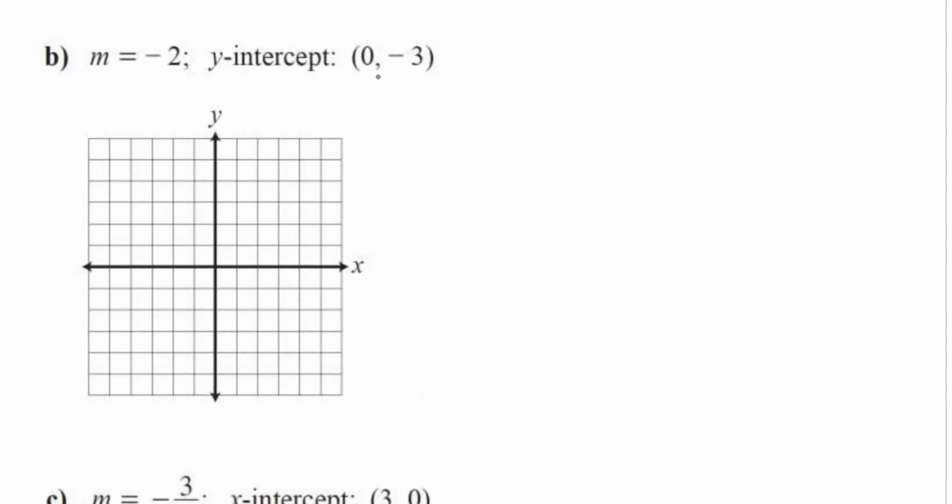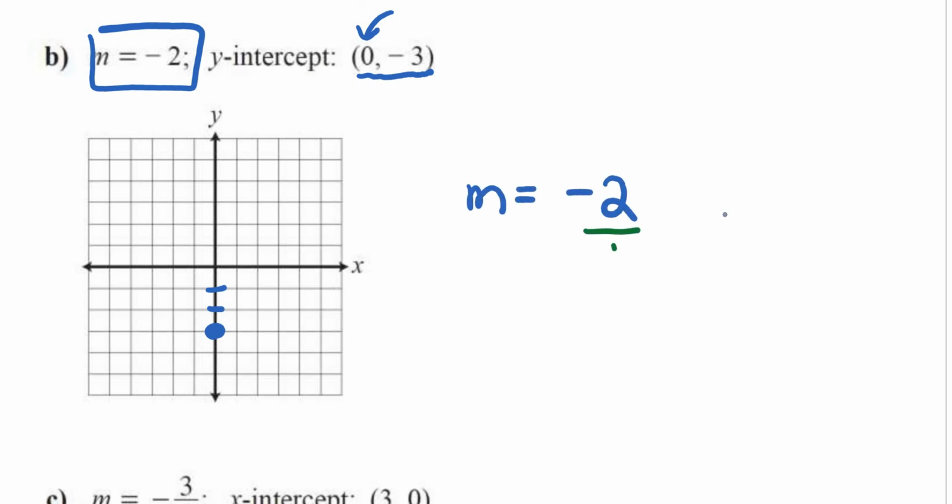Now letter B. We're saying that the y-intercept is 0, negative 3. Remember, for a y-intercept, your x value is always 0. So for negative 3, we go down 3 units: 1, 2, 3. Your slope here is negative 2, so let me rewrite that as negative 2 over 1. So you go up 2. I always go up first. And if I have a negative sign, which I do here, that means I go left 1. So up 2, left 1.